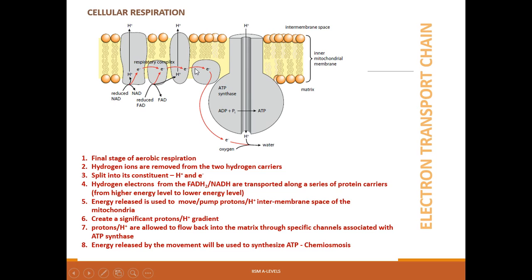Remember when we discussed glycolysis, link reaction, and also Krebs cycle? All of these processes produce their own reduced NAD and reduced FAD. So basically, all of those reduced NAD and reduced FAD produced will be brought to the electron transport chain for the final stage of respiration, which is the oxidative phosphorylation.